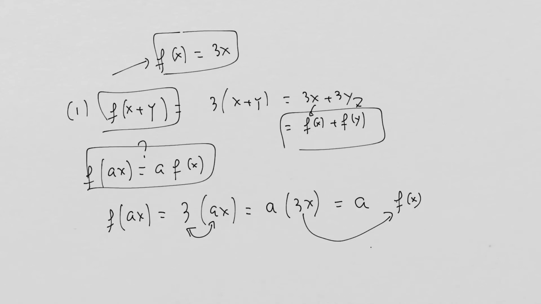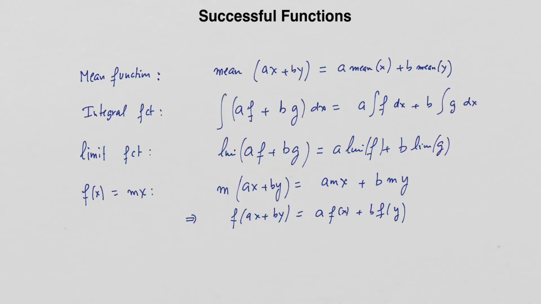And therefore, this particular linear function, now 3 played no role. I could have had 4, I could have had 20, I could have had m, right? Therefore, linear functions of this type, they do work, okay? There are more.